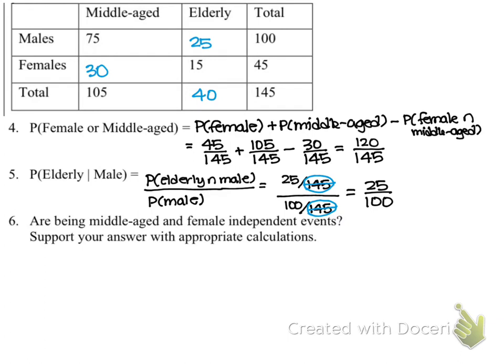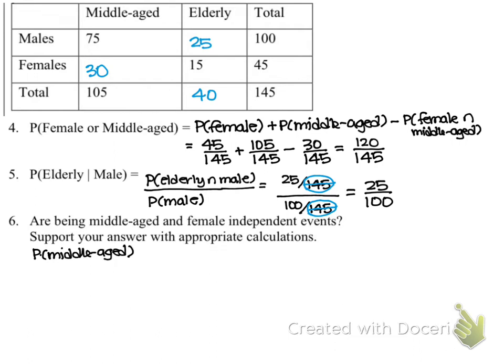Are being middle-aged and female independent events? Well, independent events means that the probability of the intersection of those events compared to the probability of one of those events are exactly the same. Or the probability of one of the events is going to be exactly the same as the probability of an event occurring given something else has already happened. So we have a couple of different ways to do this. So I'm going to do the probability of middle-aged, just trying to figure out a comparison.